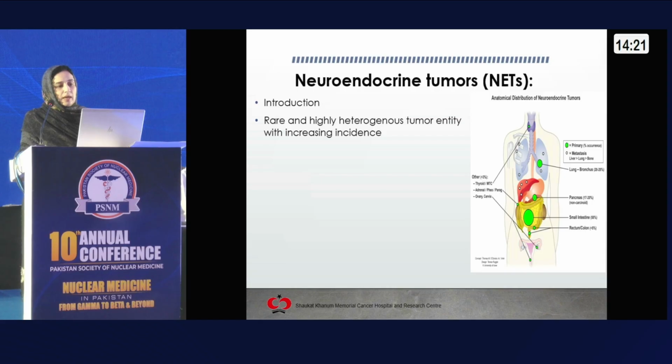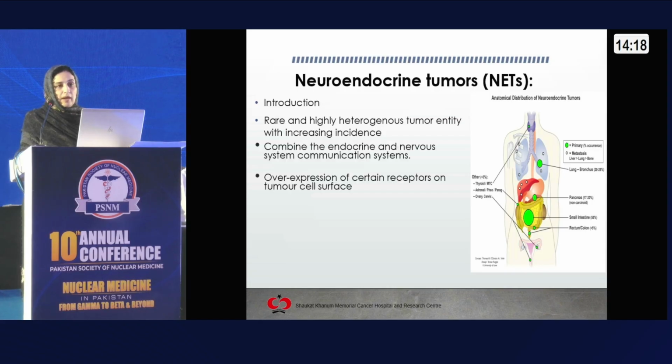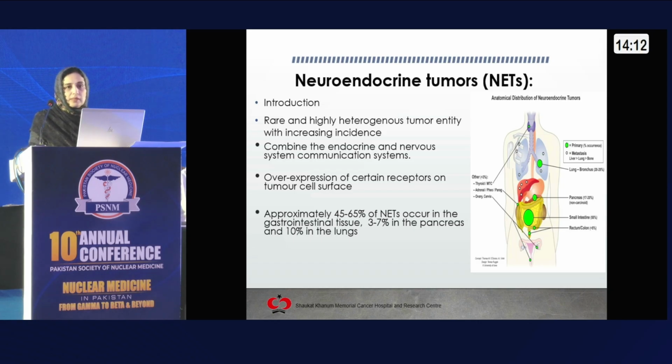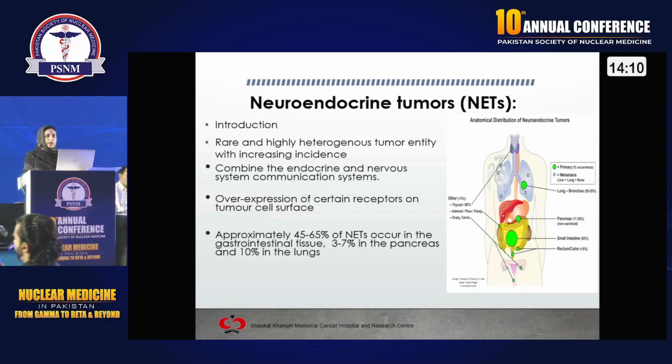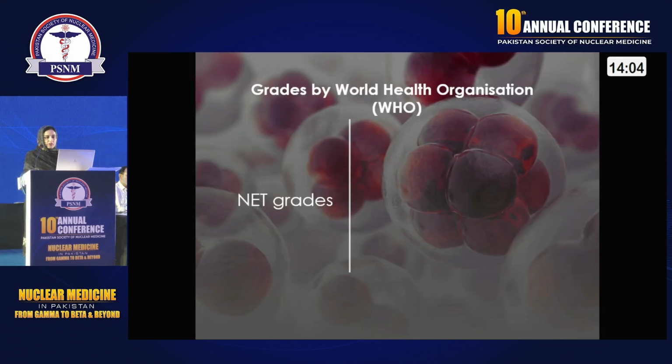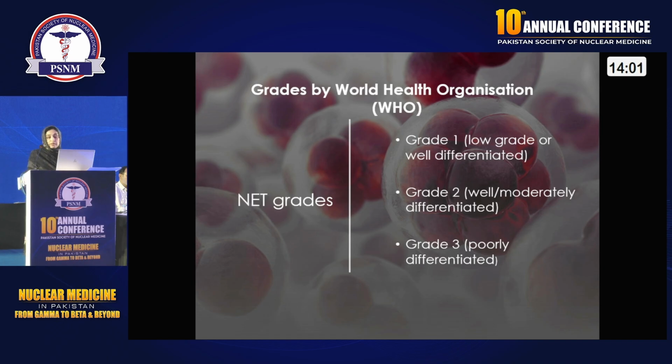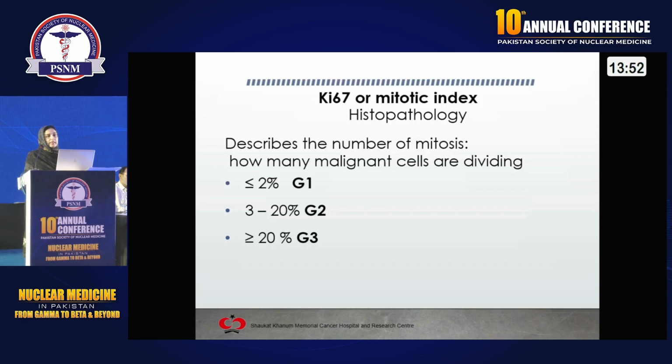So these neuroendocrine tumors are rare, highly heterogeneous tumors. They have overexpression of certain receptors, and about 45 to 65% are in the gastrointestinal tissue, followed by lung and pancreas. What is relevant to us in the classification is the grading. It goes from 1 to 3, from well differentiated to poorly differentiated. We're also interested in the Ki-67 when we treat these patients, where grade 1 has a Ki-67 of 2% or less, and grade 3 of greater than or equal to 20%.